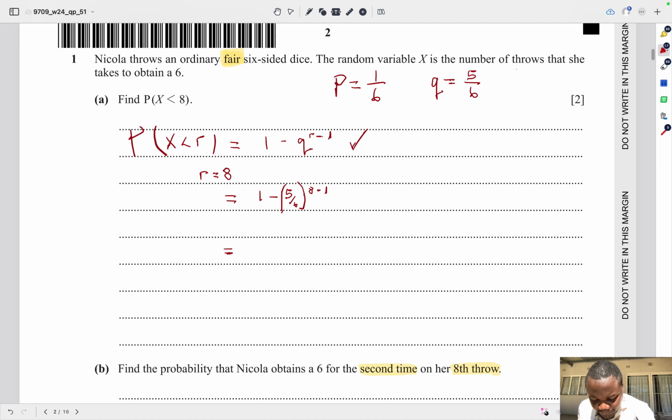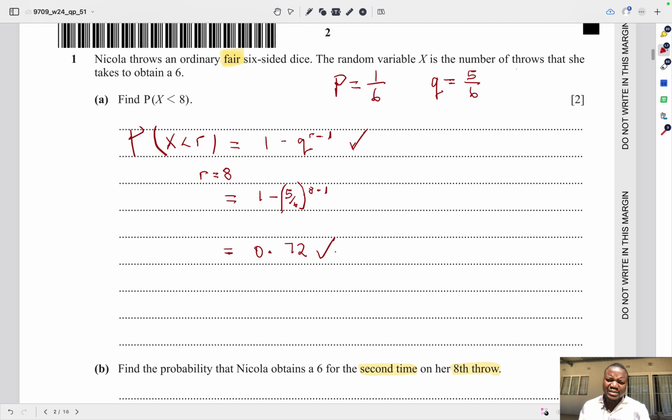Okay, so 5 over 6 to the power of 7, then 1 minus our answer. So this means this probability is 0.72. This is our answer.